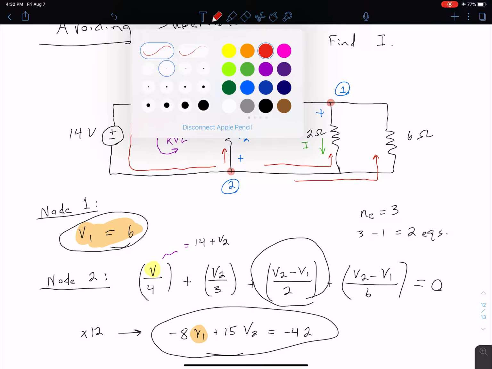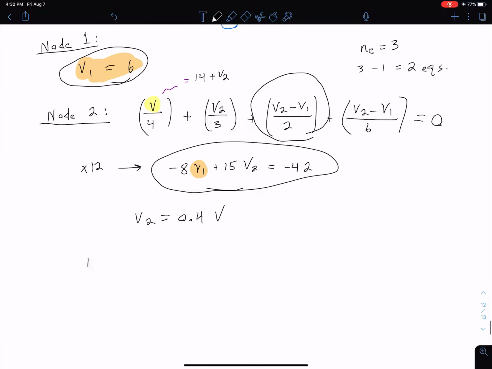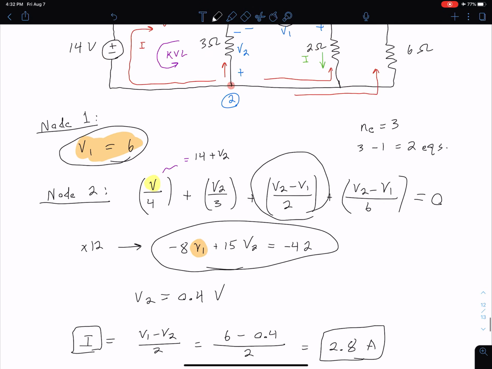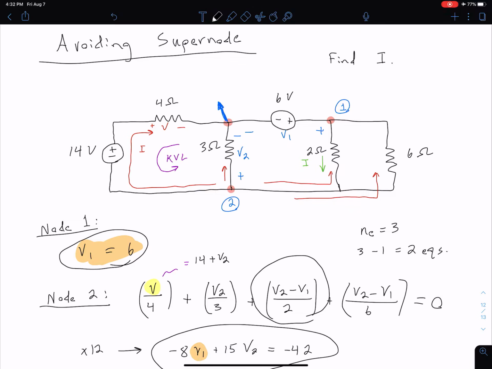Or we could just use our KVL and our Ohm's law to redo that whole step. Either way you do it, you should arrive at I equals V1 minus V2 divided by 2 ohms, which is equal to 6 minus 0.4 divided by 2. If we plug that in, we get 2.8 amps, which is, of course, the same thing that we got when we used our supernode technique. So obviously a lot less work going in here, so it can be worth taking a minute before you start the circuit to think about what's the best choice for my reference node.